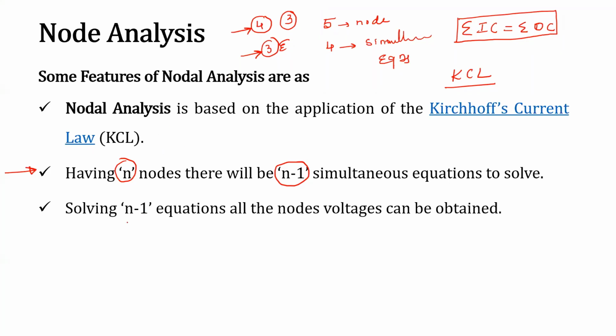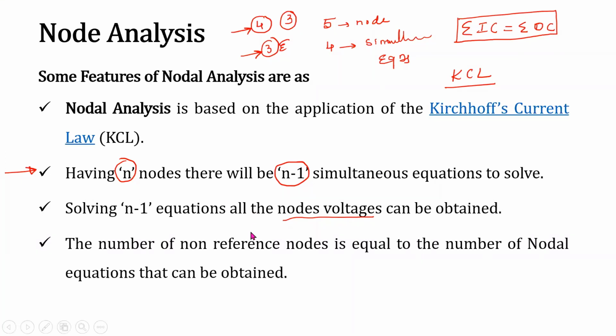Let us solve n minus 1 equations. The result of it is node voltages. The result of solving the simultaneous equations gives the values of the node voltages. All right. Hopefully you have understood it till these 3 points.